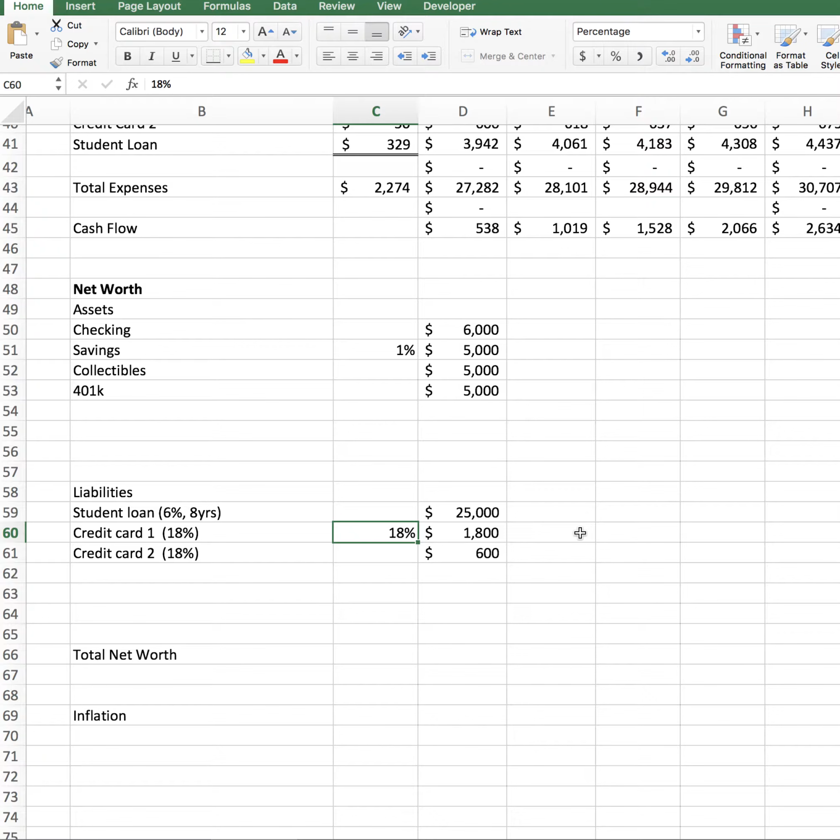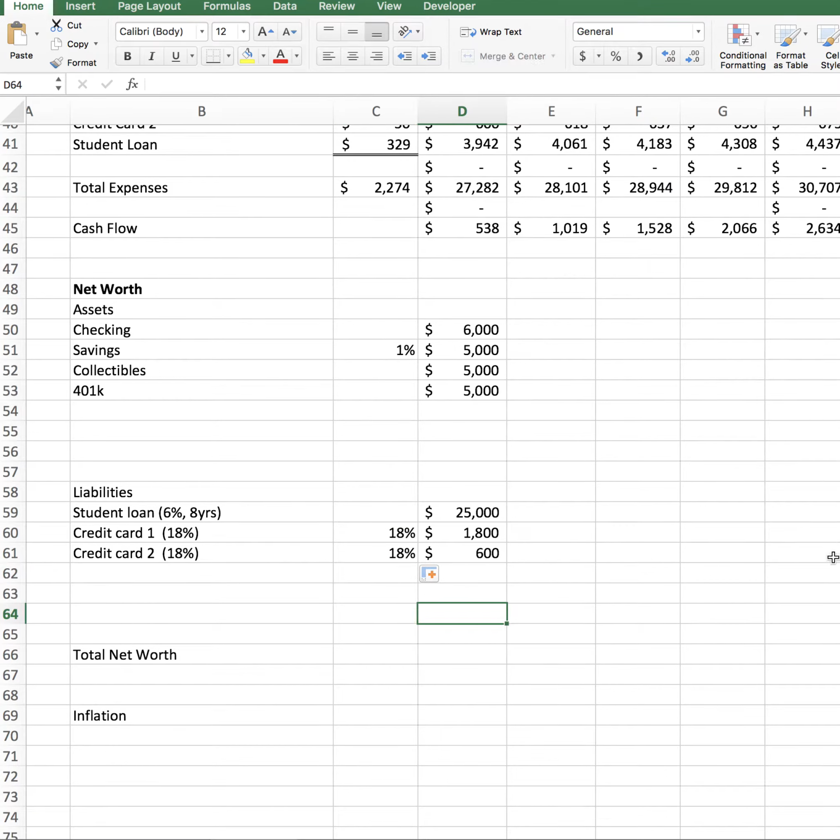So imagine a bucket. You're pouring money in at 1%. That's what you're earning. And of course, the hole at the bottom is your credit card that's leaking money out at 18%. So we don't like that. We want to plug that leaky bucket. And of course, the same thing's true with the other credit card at 18%. So I'm going to put that in there too.